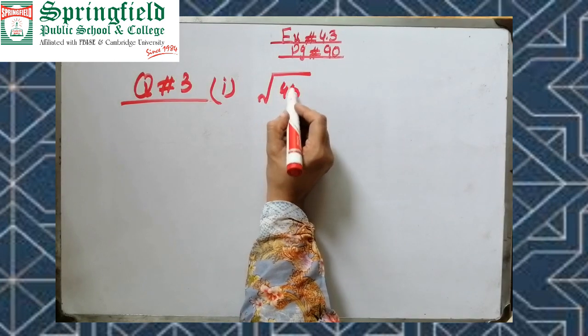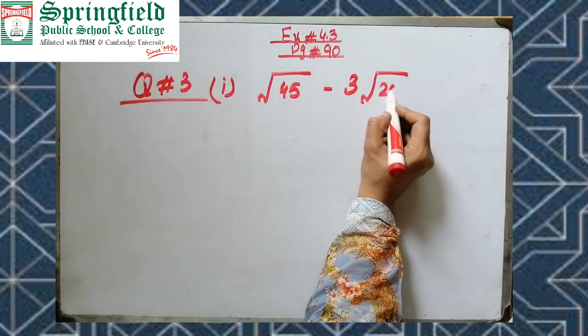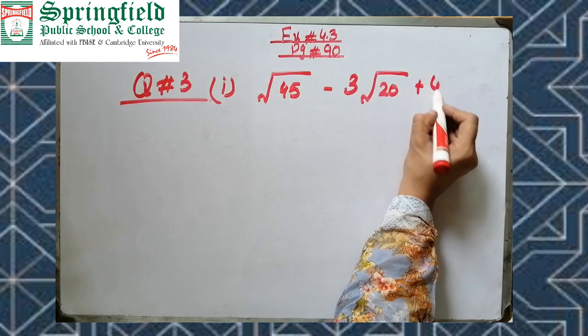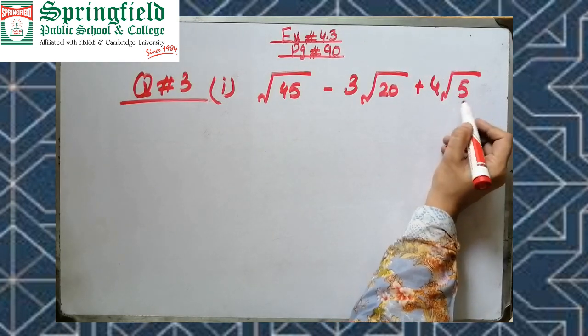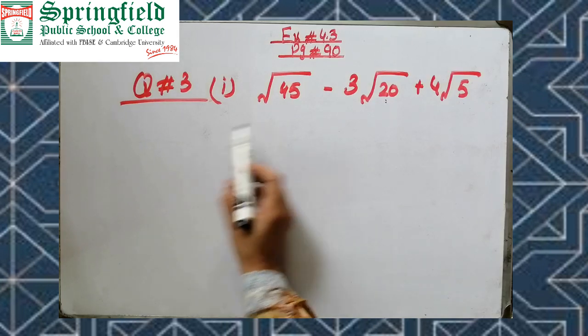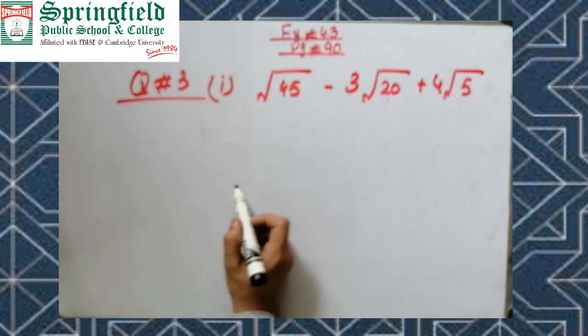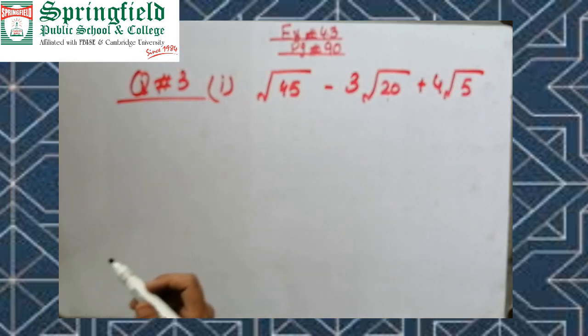Under root 45 minus 3 under root 20 plus 4 under root 5. Okay beta, now question 1 is this one. So how can we solve question 1? As we have already done in the example.